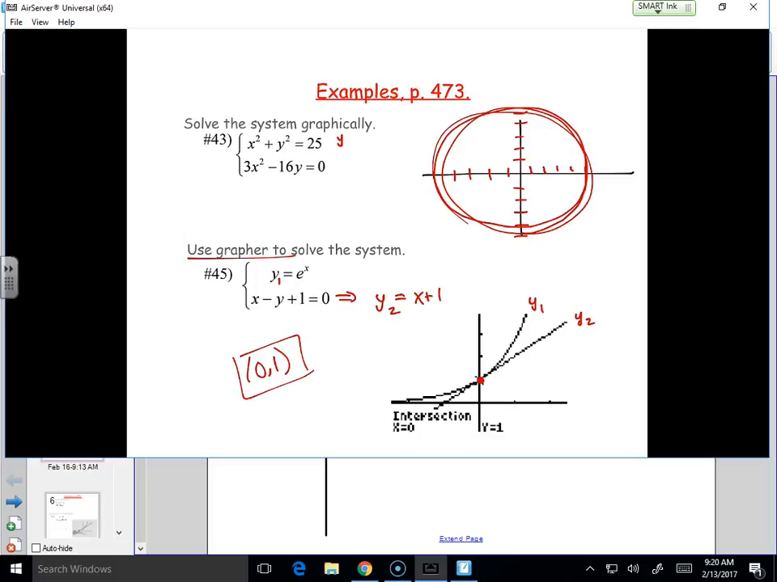Graph. Actually, I probably should say y1. I'll just keep it red. How do you graph the second one? He's not a circle. Who is he?